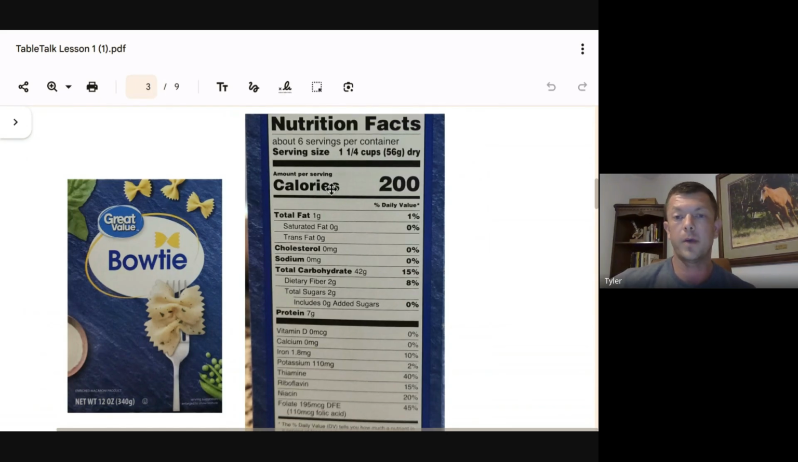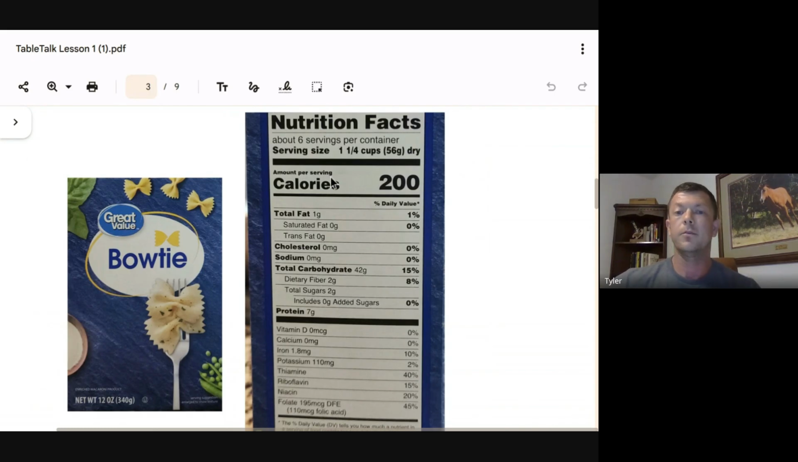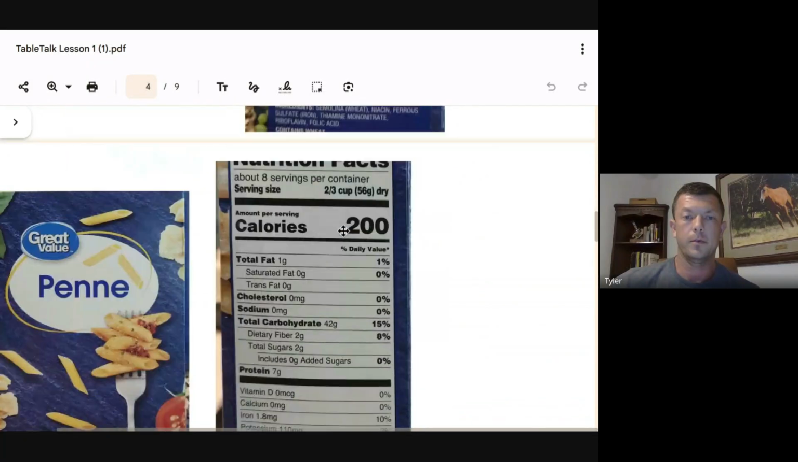So these bow tie noodles, our serving size is 1 1/4 cups or 56 grams. If we eat that much pasta, and that's a dry weight, so that's before cooking, this is the nutritional value that we will get from it: 200 calories, a gram of fat, 42 carbs, 7 grams of protein, because wheat does include protein. So knowing that, we're going to scroll down and look at one that was right next to it.